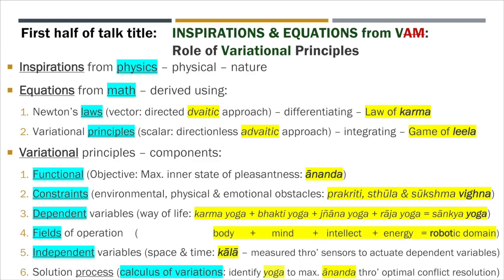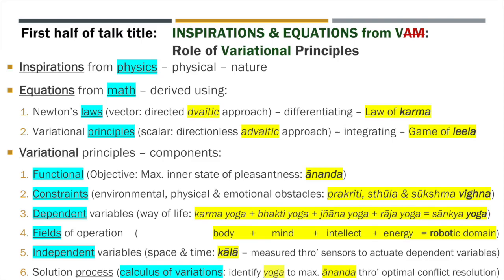I've listed 6 here, which are the most important ones. You have a functional, some constraints, dependent variables, independent variables. The dependent variables are defined within a certain domain of plausible or feasible or admissible functions, which we call the fields of operation. And then, of course, once you have this problem defined in this way, we go for a solution process, which typically involves the calculus of variations.